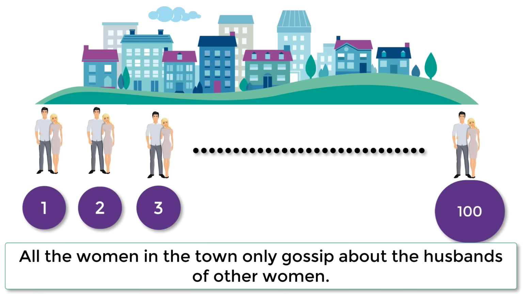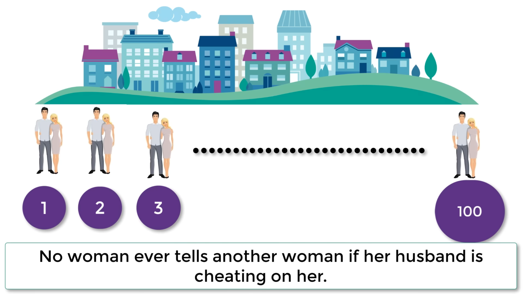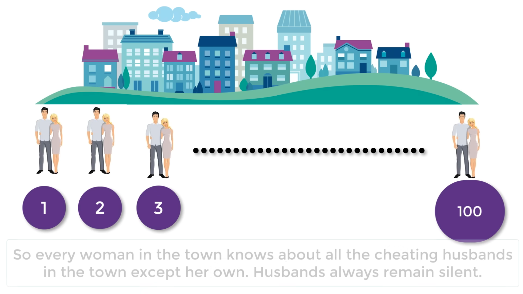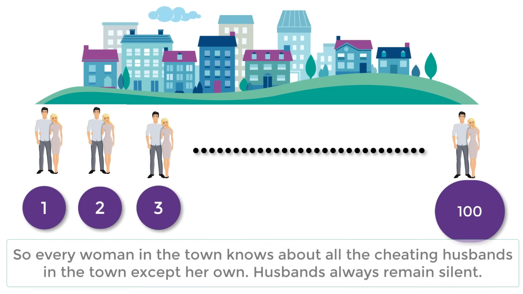All the women in the town only gossip about the husbands of other women. No woman ever tells another woman if her husband is cheating on her. So every woman in the town knows about all the cheating husbands in the town except her own. Husbands always remain silent.